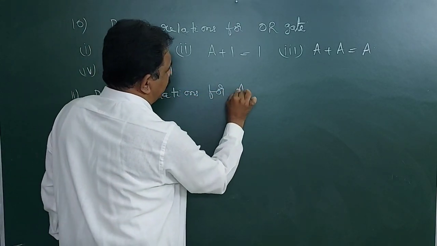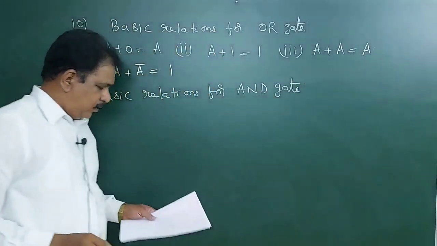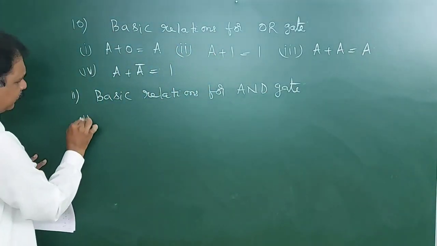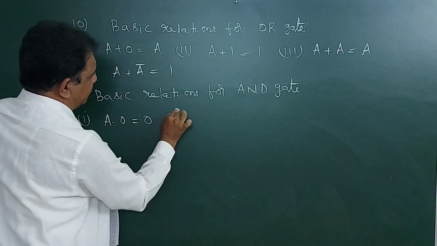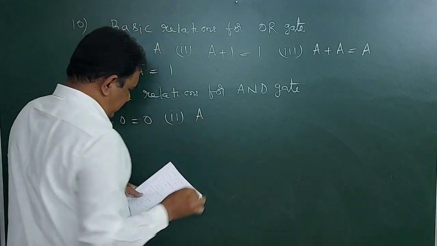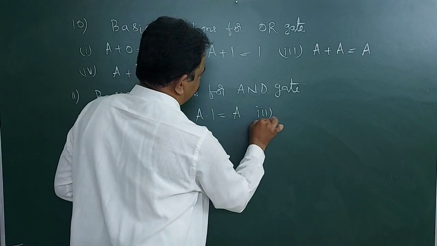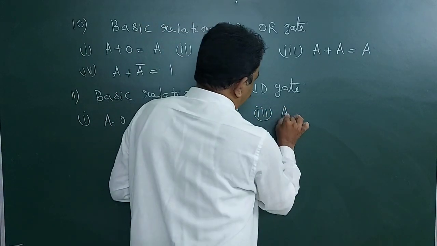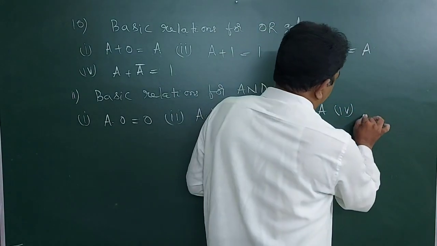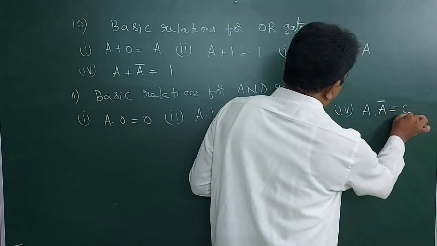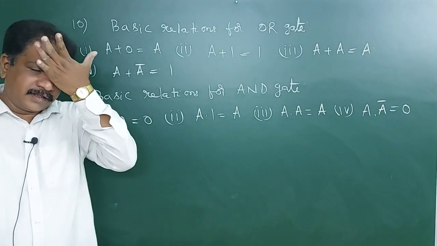for AND gate. What are they? A into 0 is equal to 0. A into 1 is equal to A. A into A is equal to A. A into A bar is equal to 0. So these are the basic relations for the AND gate.